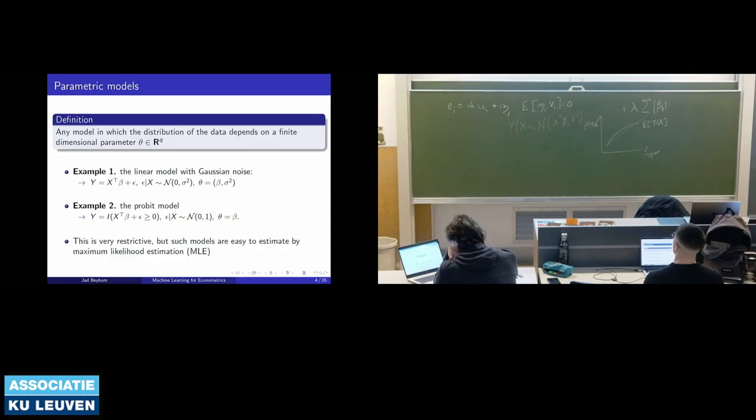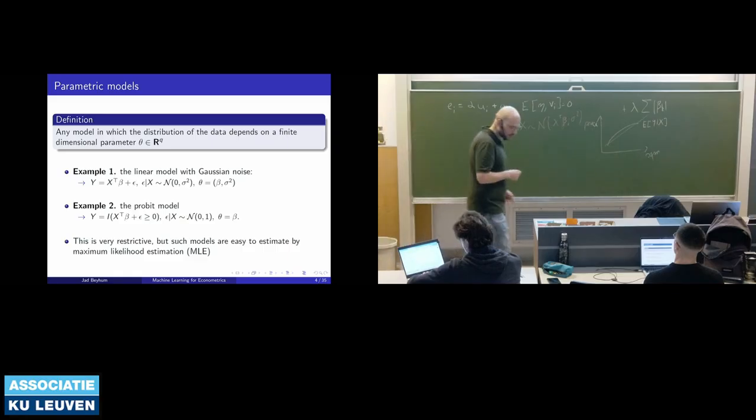Another example is a probit model. It's a case where y is a binary variable and its value is 1 when x prime beta plus epsilon is positive, where epsilon is independent of x and follows a normal 0, 1. And it's 0 when x prime beta plus epsilon is negative. Here the same, what determines the distribution of y given x, for a given value of x, the distribution of y is fully determined by the beta. So it's determined by a real number.